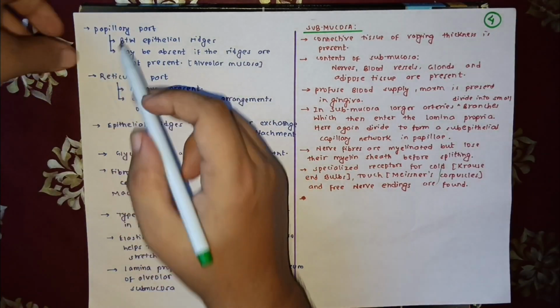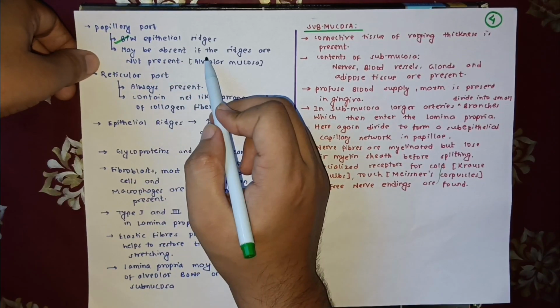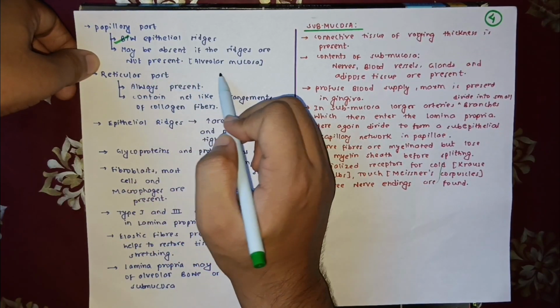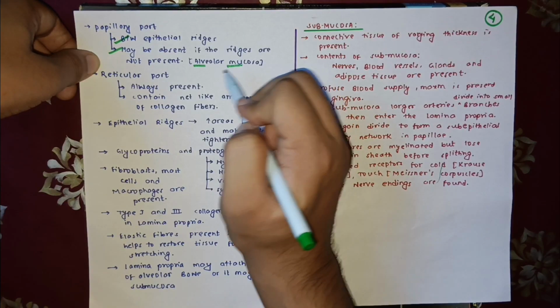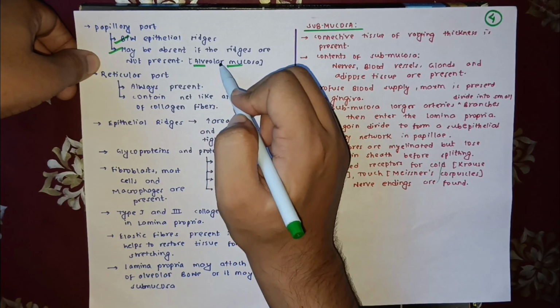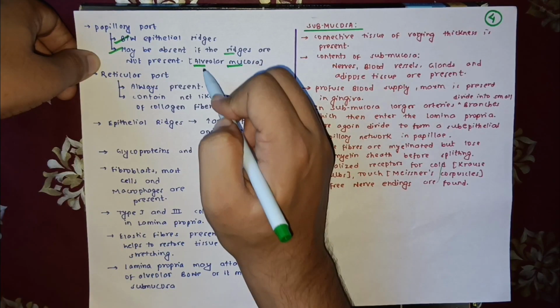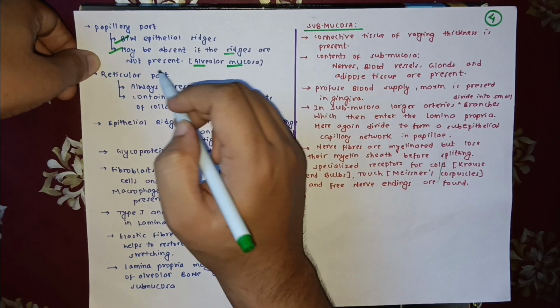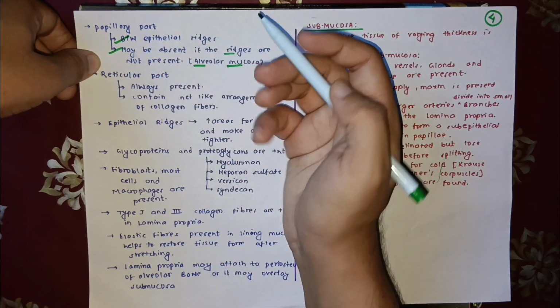I have written here about the papillary part. It is between the epithelial ridges and may be absent if the ridges are not present. For example, in alveolar mucosa there are not many ridges present. Epithelial ridges are mostly absent in the alveolar mucosa, so there is less papillary part, and it is absent there.